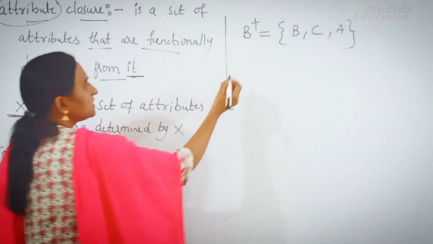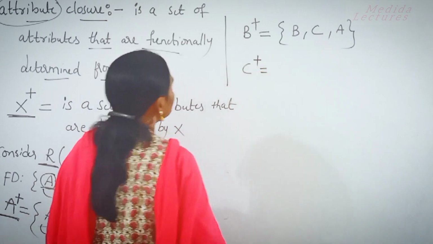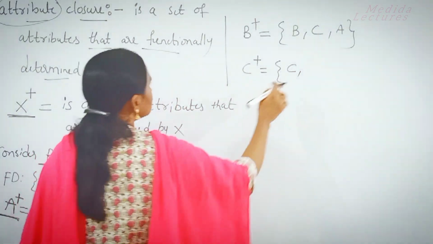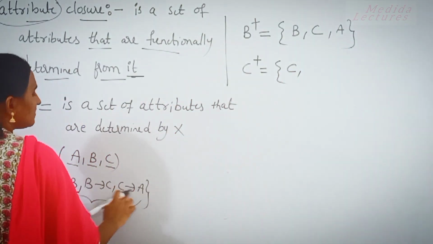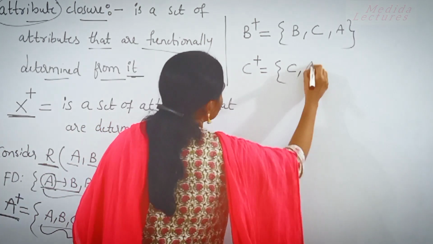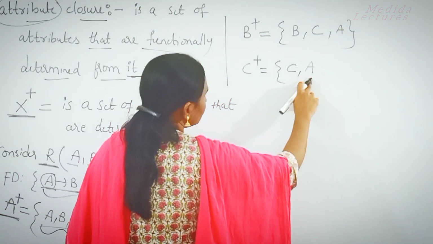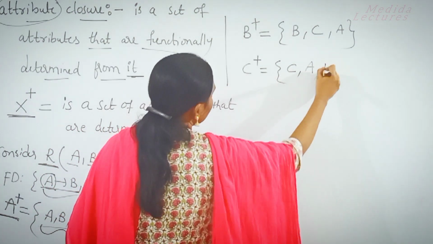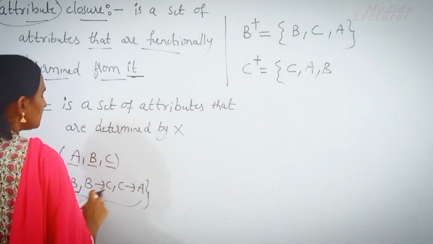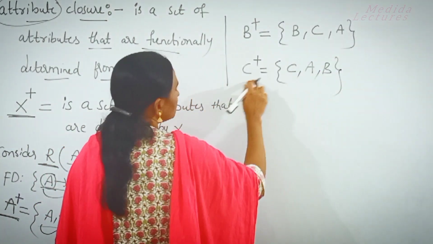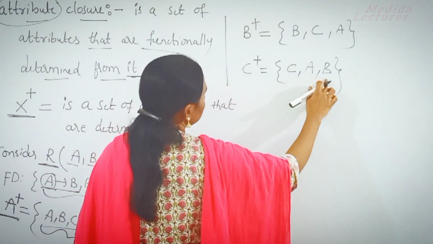Next, how to find out C closure? C closure itself determines C. Next, C determines A. If you have C, then you can determine A. Next, A determines B. If you have A, then you can determine B also. Next, B determines C. C is already there. So what is C closure? C closure is CAB.